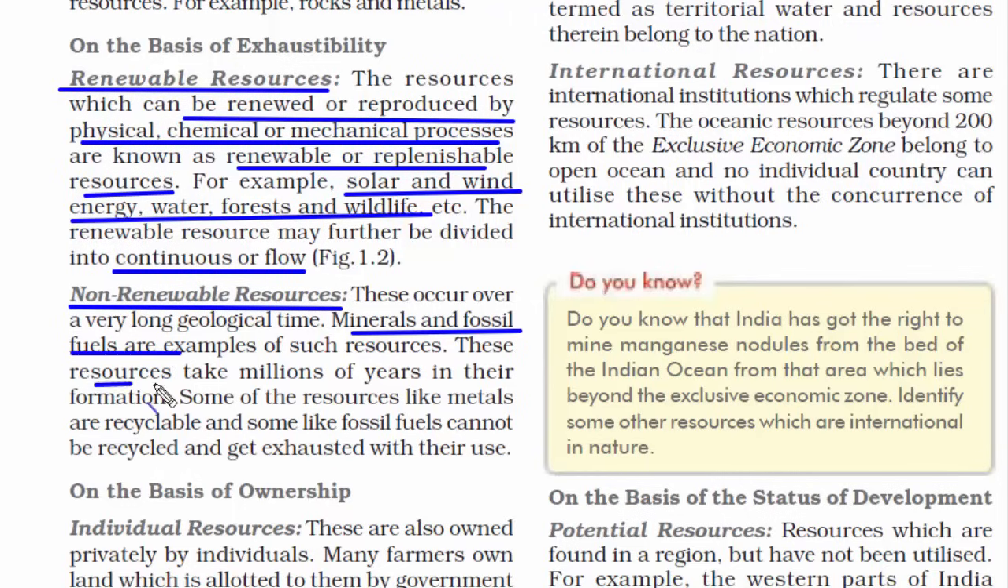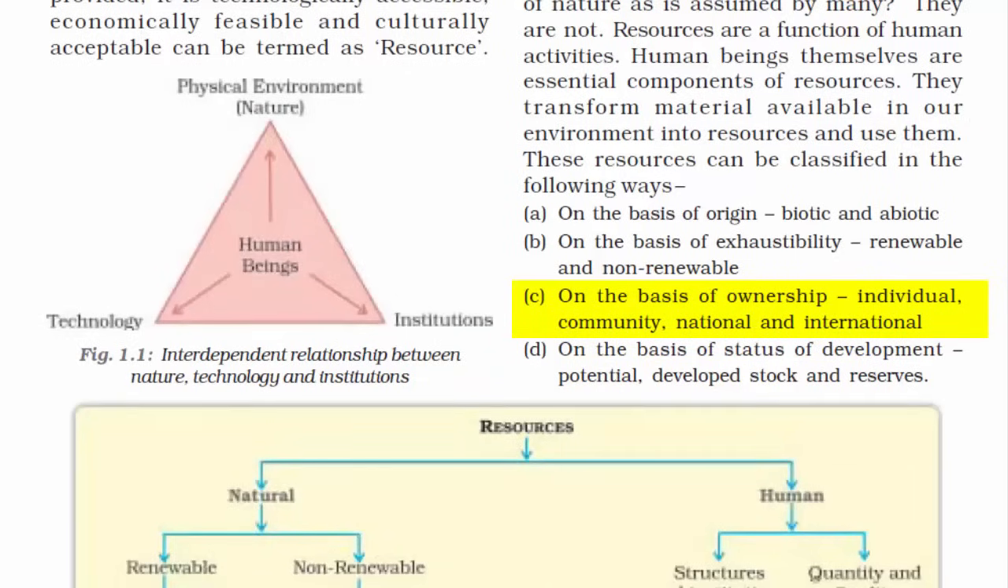Because these kinds of resources take millions of years for the existing organisms to decay and form fossils, and on top of it, they cannot be recycled. So they get exhausted pretty soon. And the third type of classification is on the basis of ownership, whether the particular resource is individually owned or community based or nationally owned or internationally owned.